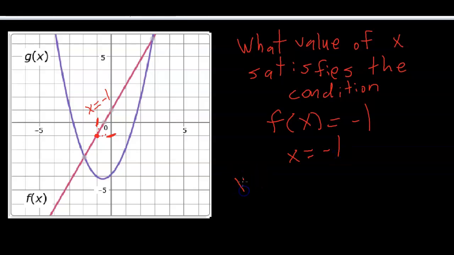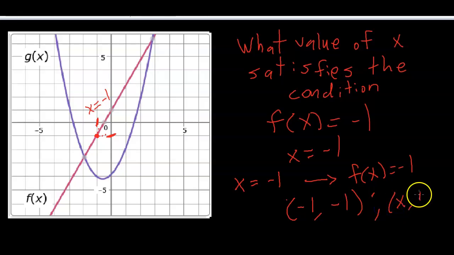This also means that the input x equals -1 causes the function f to produce an output of f of x equals -1. And it also means that on this graph, there is a point (-1, -1) for the graph f of x.